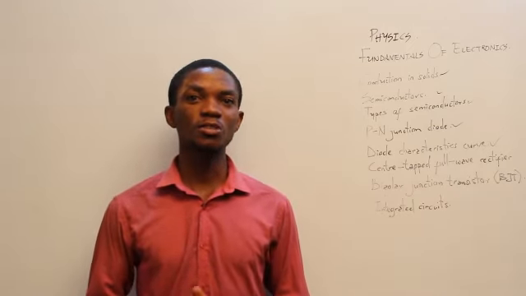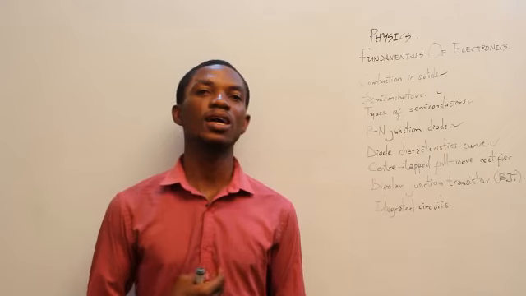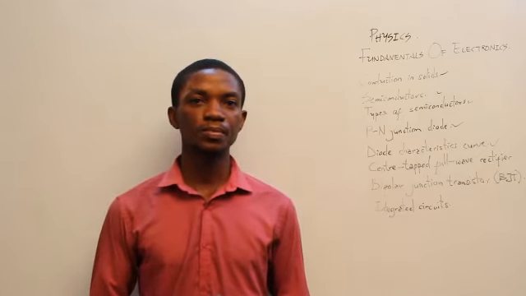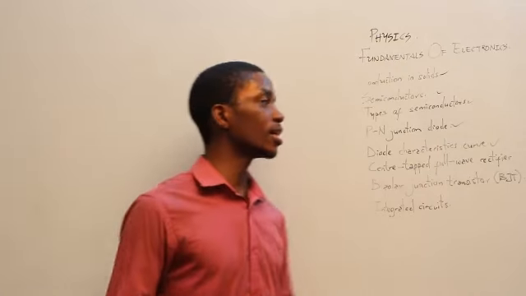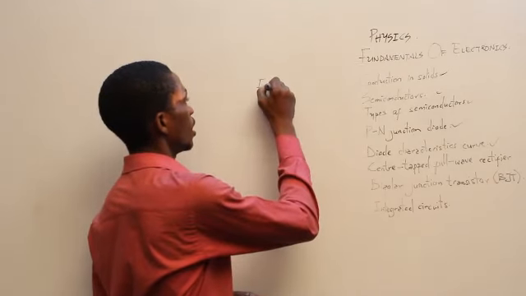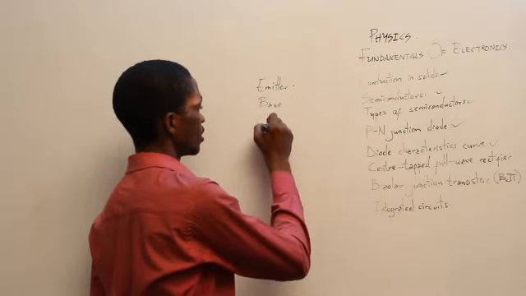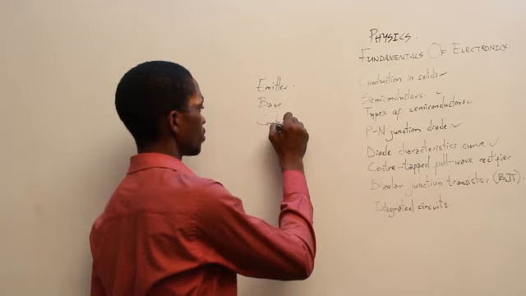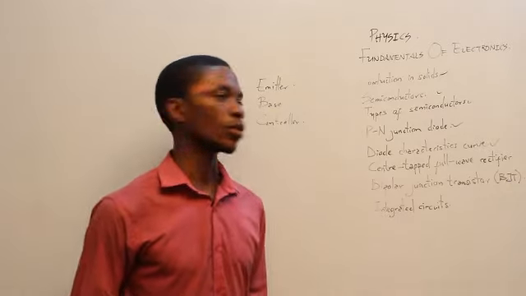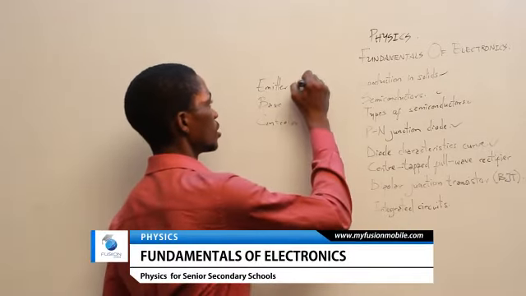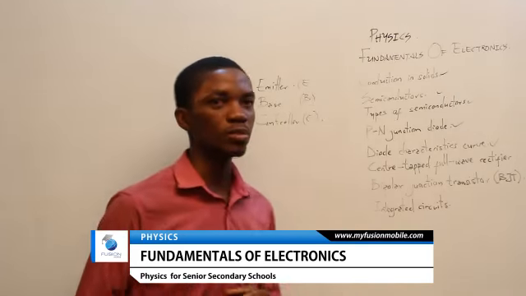So how is it possible for it to contain two different poles? Well, basically to make our transistors we need semiconductors. We need semiconductors because it is selective, and our transistors have three legs which are known as the emitter, the base, and the controller. The emitter, the base, and the controller. So we usually see they come with E, B, and C.